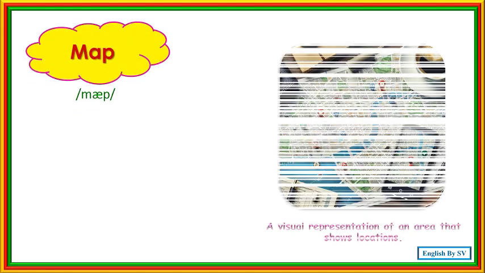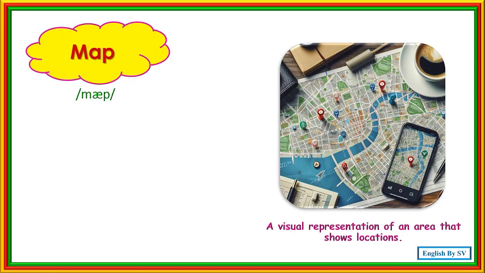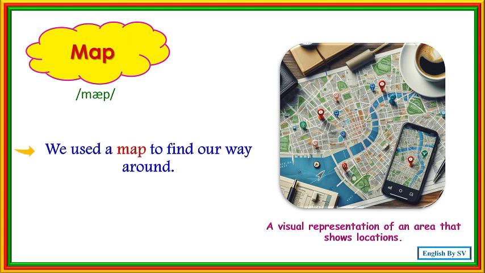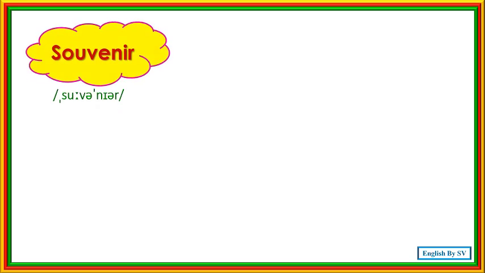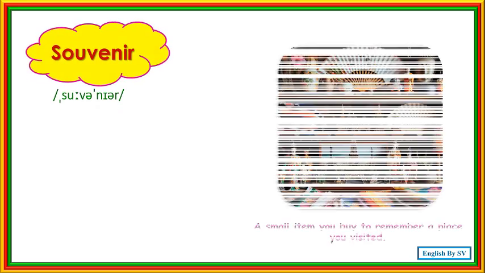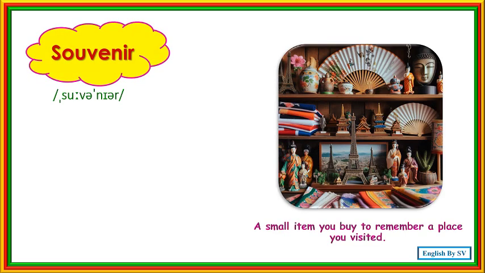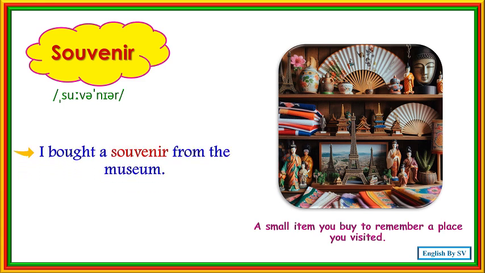Map. A visual representation of an area that shows locations. We used a map to find our way around. Souvenir. A small item you buy to remember a place you visited. I bought a souvenir from the museum.